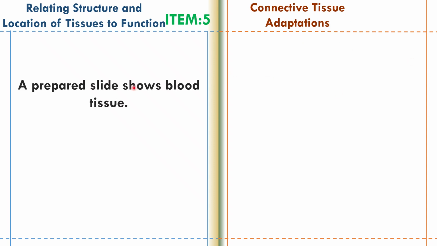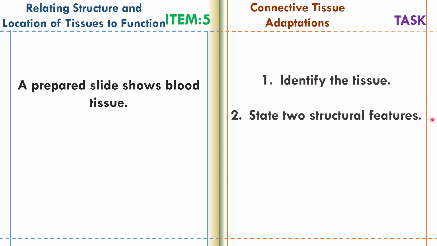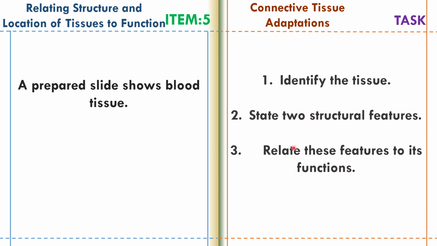Relating structure and location of tissues to function. Item 5. We are looking at connective tissue adaptations. A prepared slide shows blood tissue. Task: identify the tissue. State 2 structural features. Relate these features to its function.